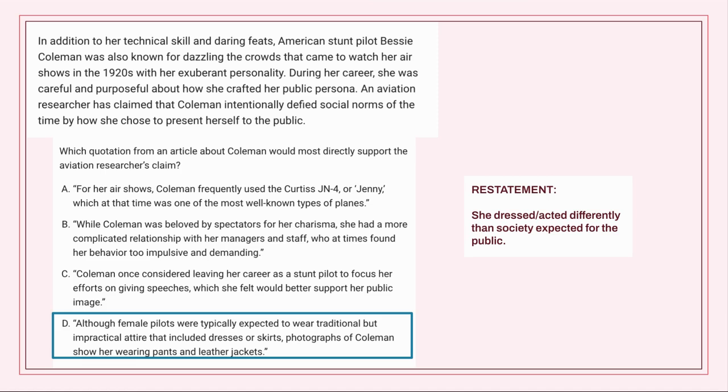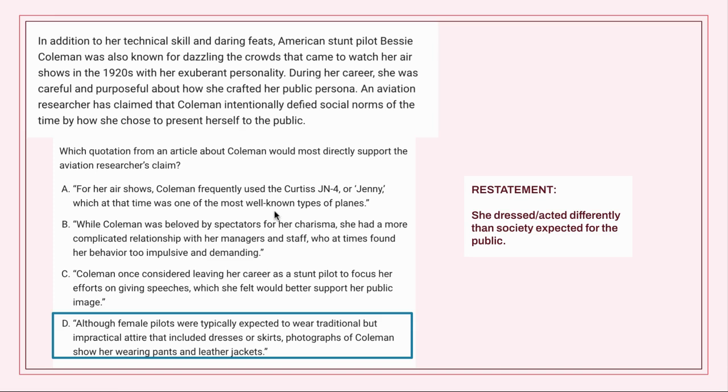I think D does that the best. So, although female pilots were typically expected to wear traditional but impractical attire that included dresses or skirts, photos of Coleman showed her wearing pants and leather jackets. So society expected female pilots to wear skirts and stuff, but she wore pants and leather jackets. So she dressed differently. If people are taking photos of her, that means she's out in public. So that means she's dressing intentionally different from the social norms in front of other people.